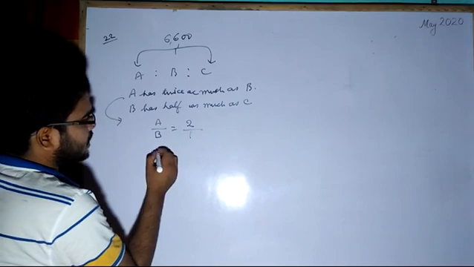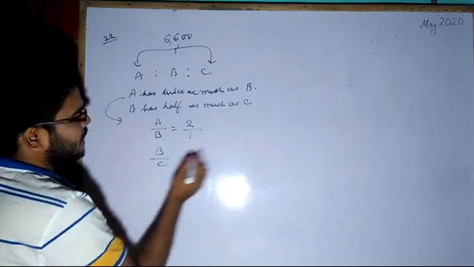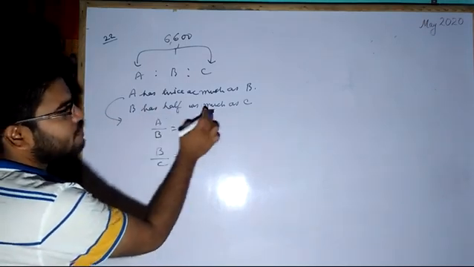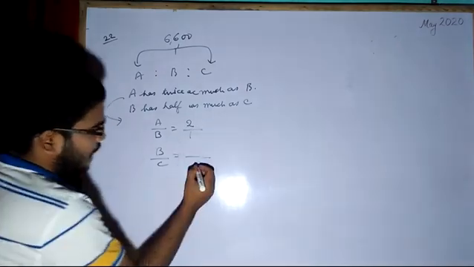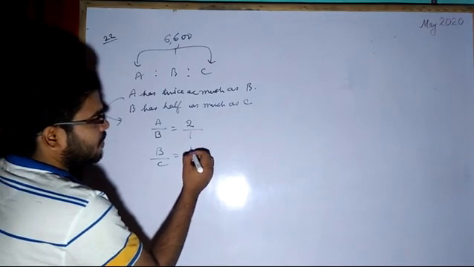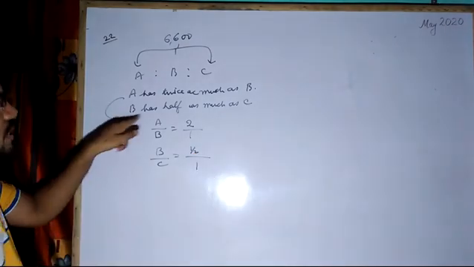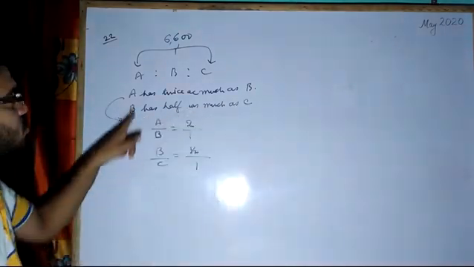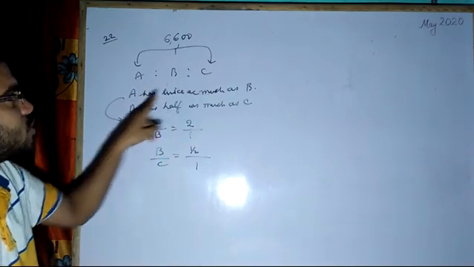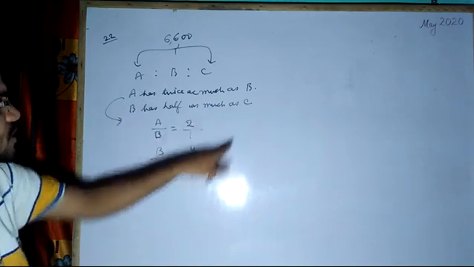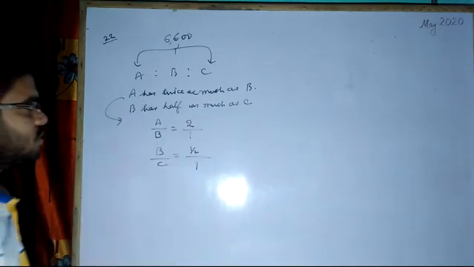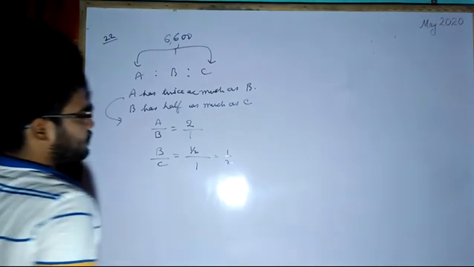Now the second statement says that B is to C, B and C we are having. B is having half as much as C is having. If C is having 1, then B will be having 1 by 2, because B is having half as much as C. So B is half of C, C is having 1, so B is having 1 by 2. So this will be equal to 1 by 2.